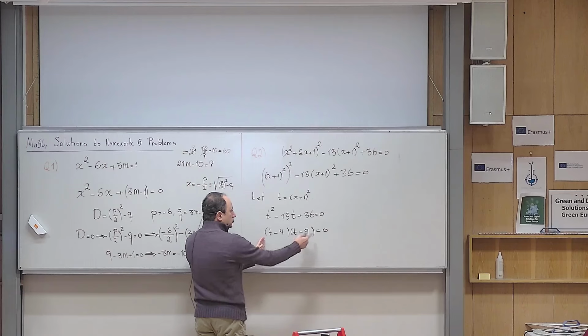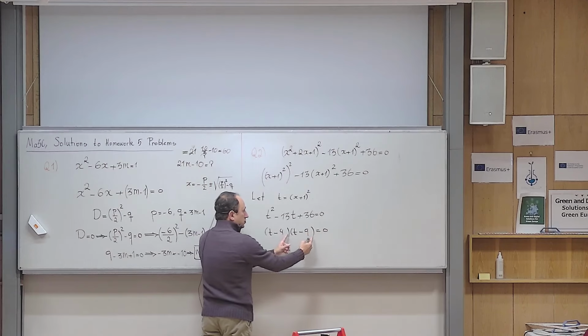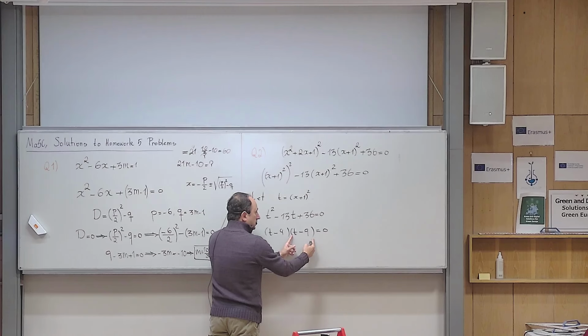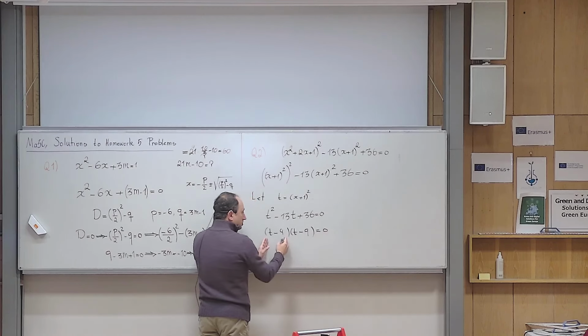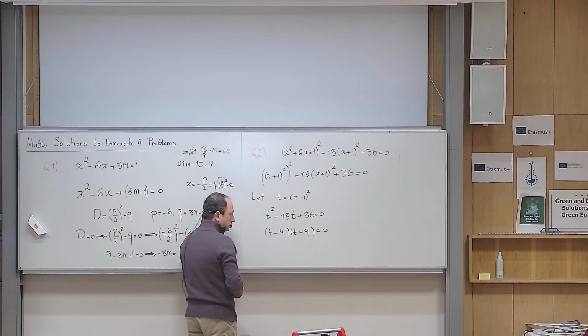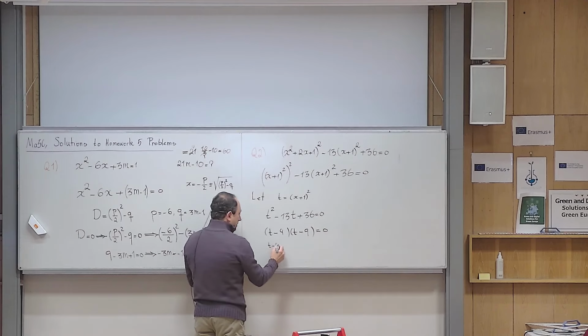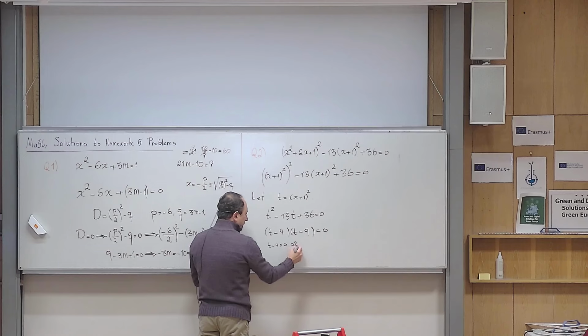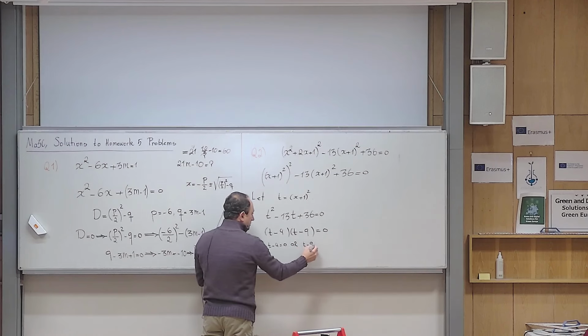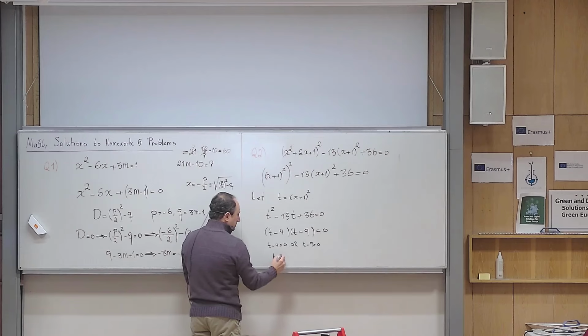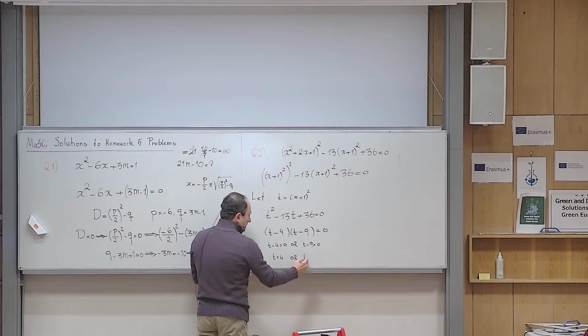Now you know that this is the zero product rule. The product of two unknown numbers is equal to 0, so either the first one is 0 or the second one is 0. This means that t minus 4 is 0 or t minus 9 is equal to 0. So t is 4, or t is 9.